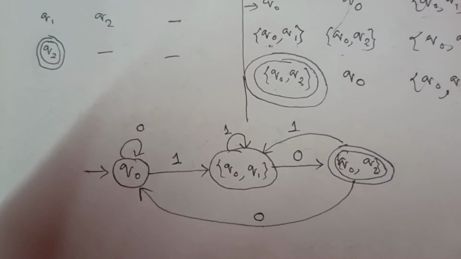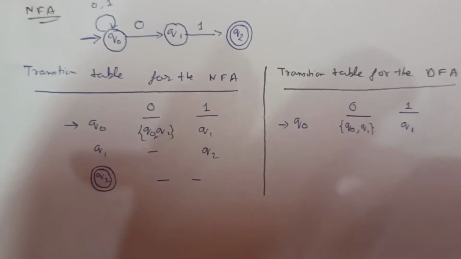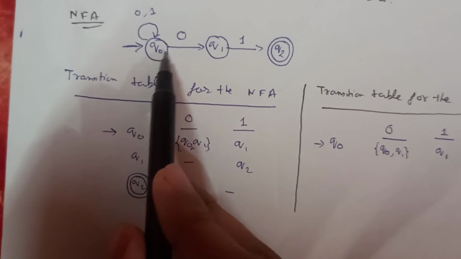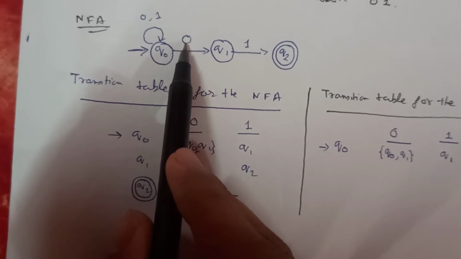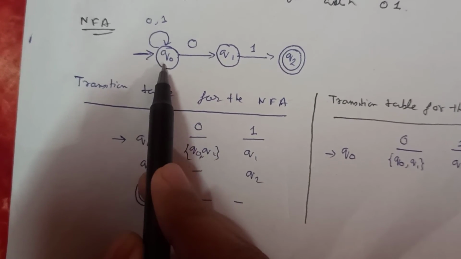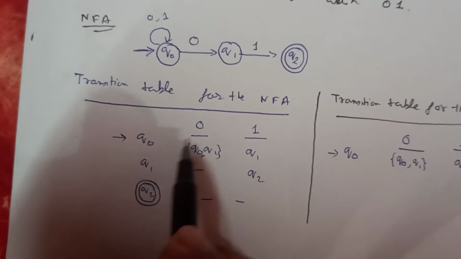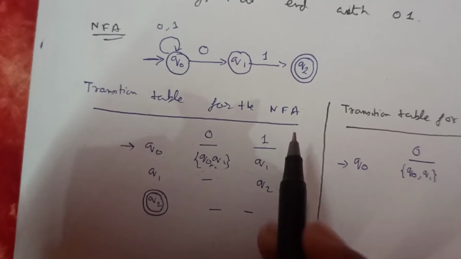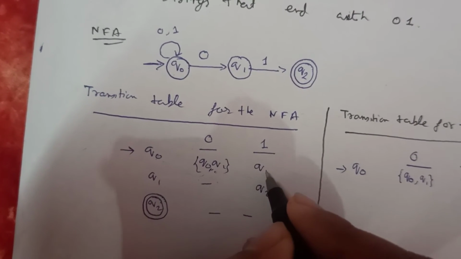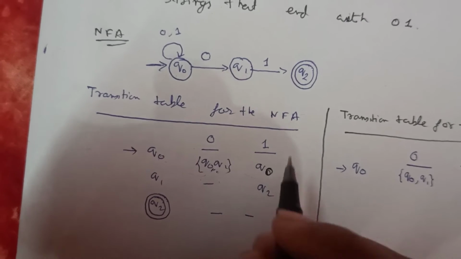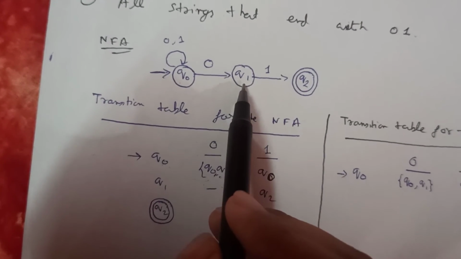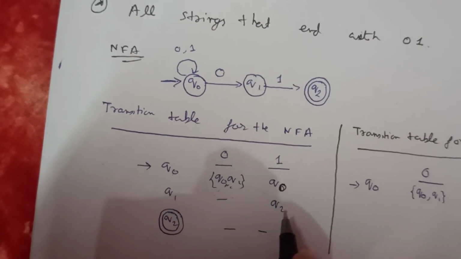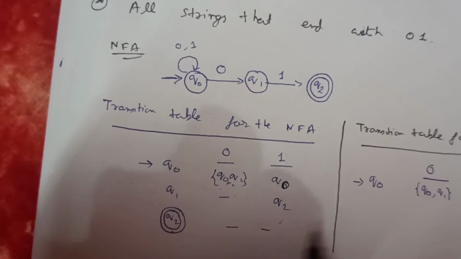Okay, so now let's check it for another example. So let's see it for this example. I have already written the transition table for the NFA. From Q0, for input 0, it can go to Q0 or Q1, both states, so I have written both the states. For input 1 it remains in Q0. And for Q1, for input 0 there is no transition, but for input 1 it goes to Q2, and Q2 is the final state and there is no transition.